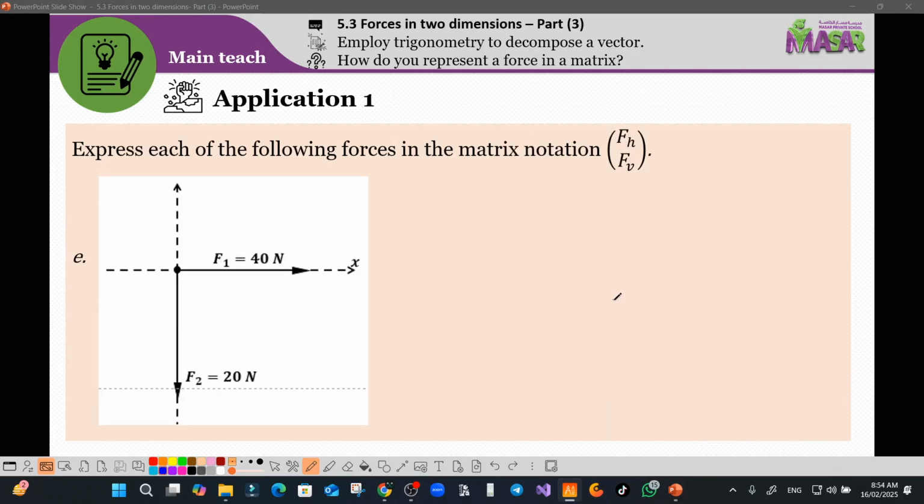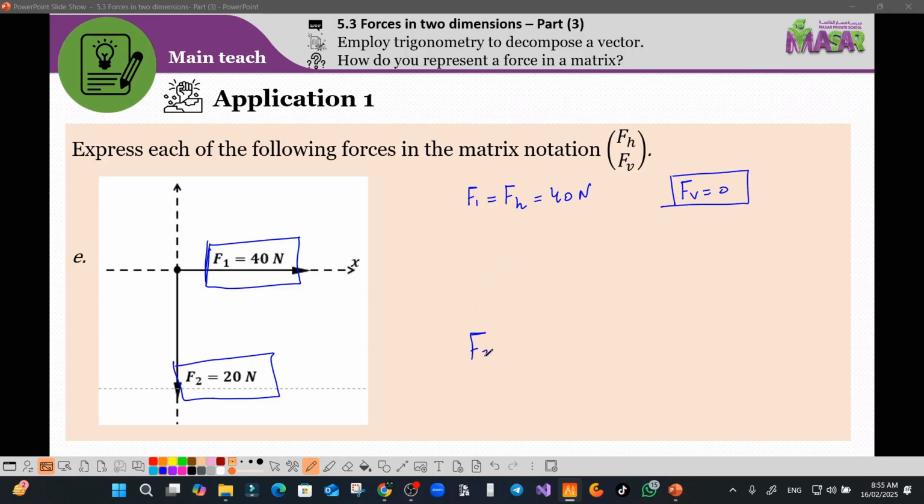Now, here in this question, no need to decompose the forces because they are already presented perfectly along one of the axes. F1 is perfectly aligned with the x-axis, F2 is perfectly aligned with the y-axis. So F1 is the same as FH, which is equal to 40 Newton. What about the FV? The FV is 0 here.